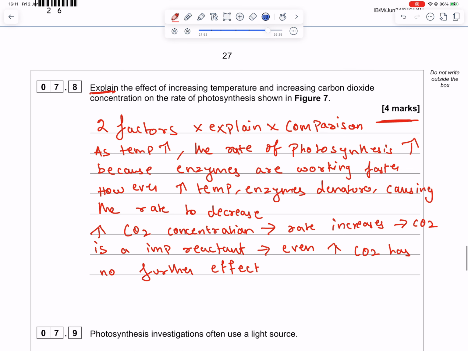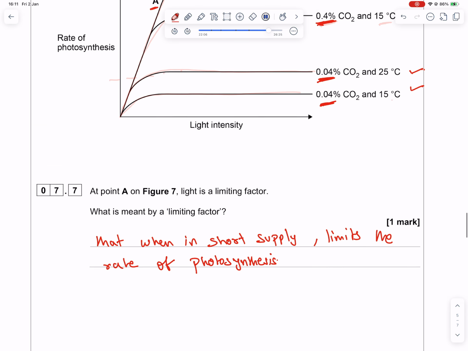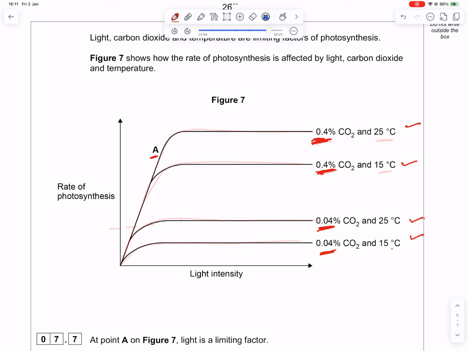Now, enzymes are faster initially, and the rate of photosynthesis is increasing. And once enzymes denature at higher temperatures, so we are going to go back here and have a look. At 15 degrees centigrade and 0.04% of carbon dioxide, you can see that it is increasing and then flattening out. Then we increase the temperature a little bit more, the enzymes are faster, but then again here, they are flattening out. The graph is plateauing, telling that the rate of photosynthesis increase was only up until then.